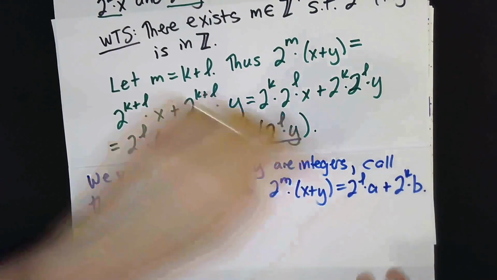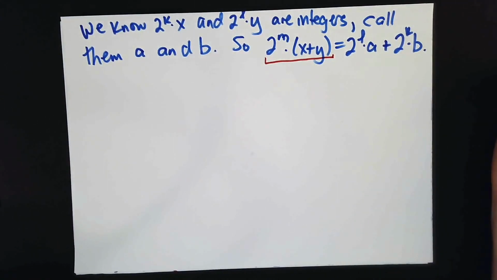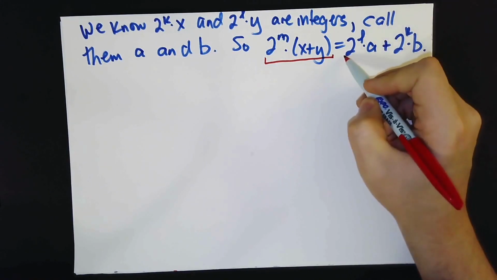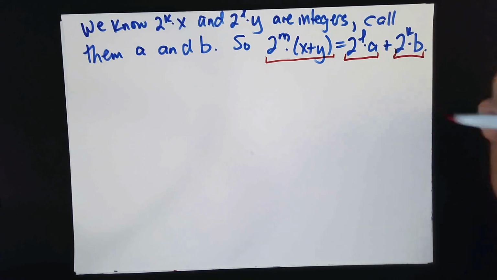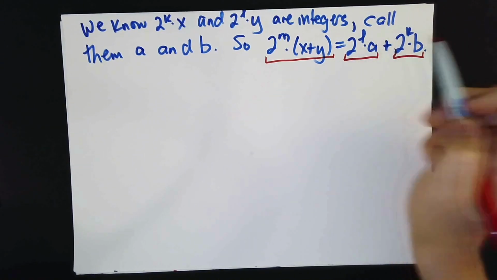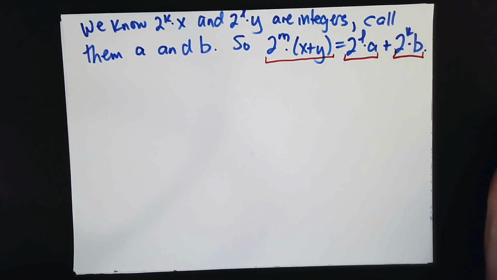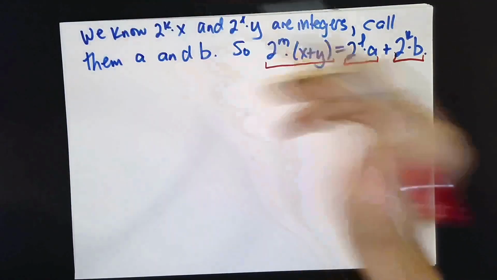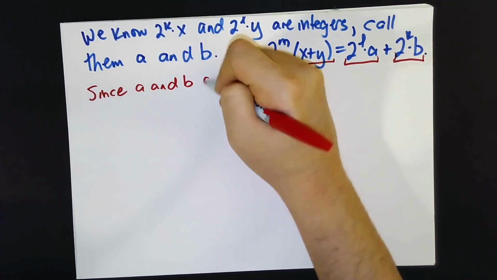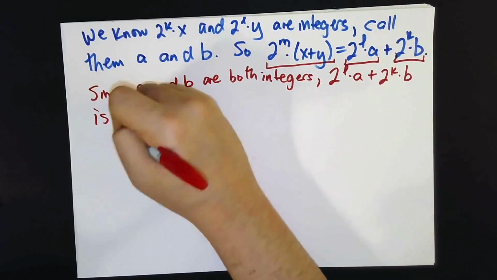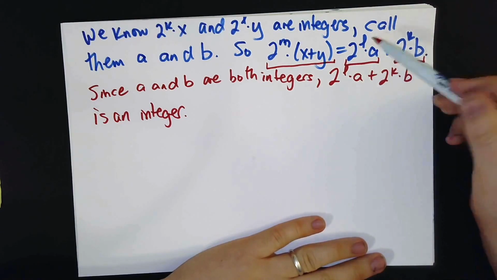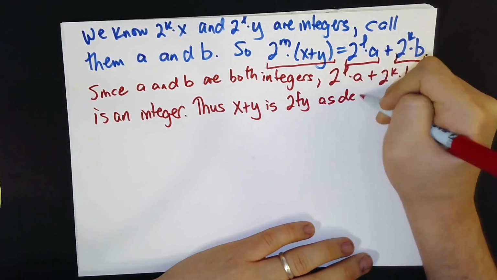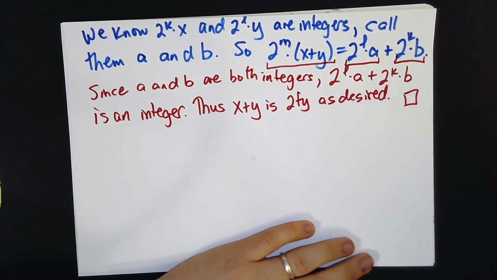But what do I want? I want to know that this thing is an integer. But I have that now because this is a product of two integers added to a product of two integers. If you multiply two integers, and then multiply two other integers, and then add it together, you definitely get an integer. So since a and b are both integers, 2 to the l times a plus 2 to the k times b is an integer. But then that exactly means that x plus y is 2phi. But that's what I wanted to show, so I'm done.